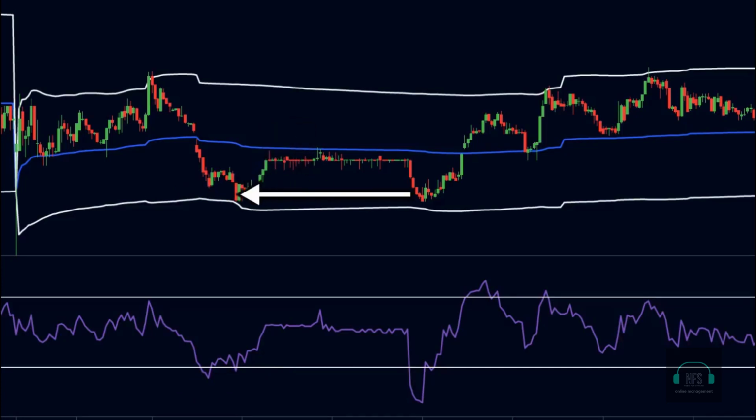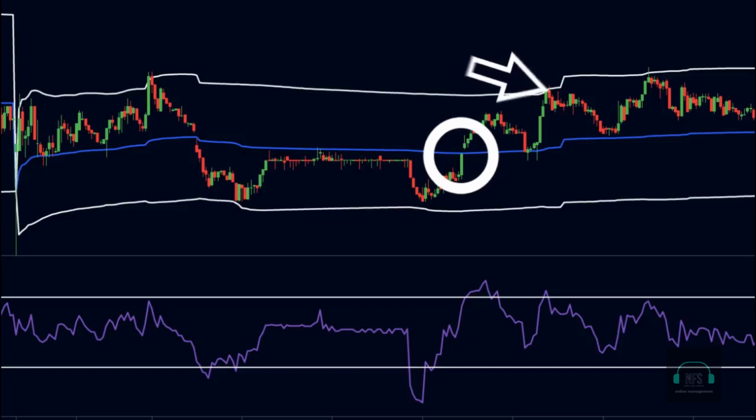So we enter a buy position on this candle. We keep our stop loss below the lower band, and we keep our targets at the VWAP. As you can see, we made profits on this trade. Then, on the same day, the price broke the VWAP and touched the upper band.